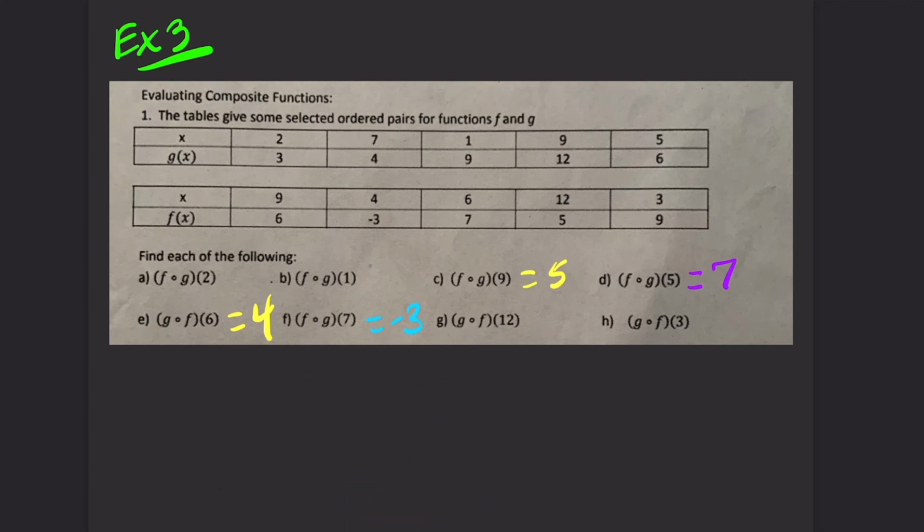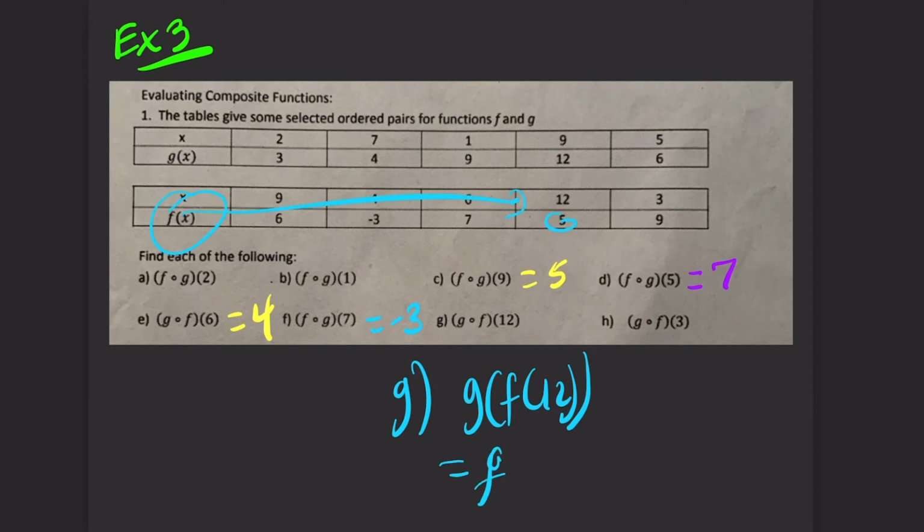Okay, for letter G, we are evaluating g of f of 12. So f of 12 is 5. So then we do g of 5. For g of x, when x is 5, the y value is 6.